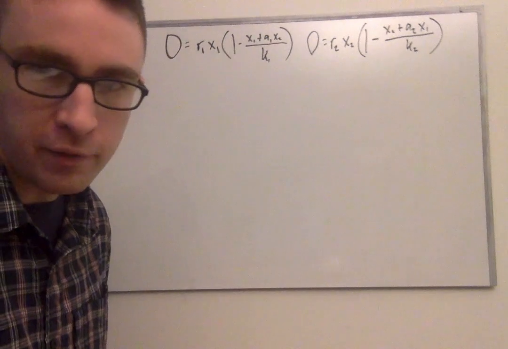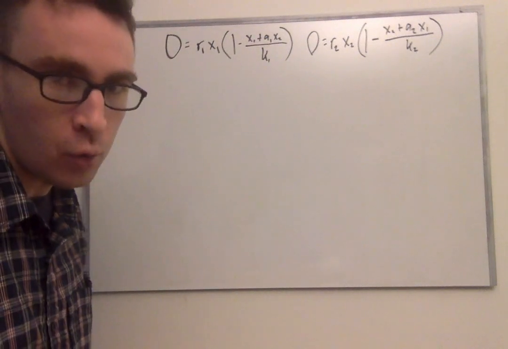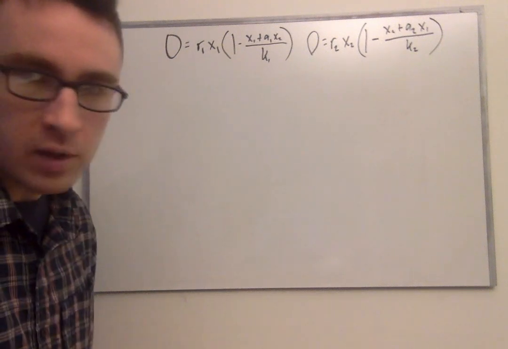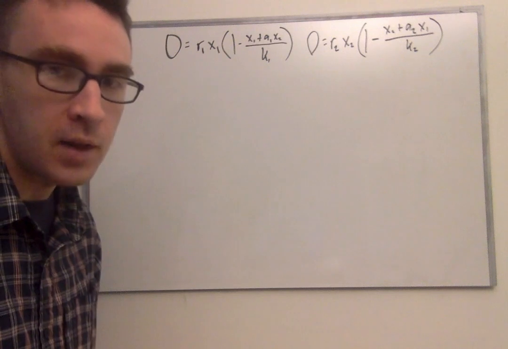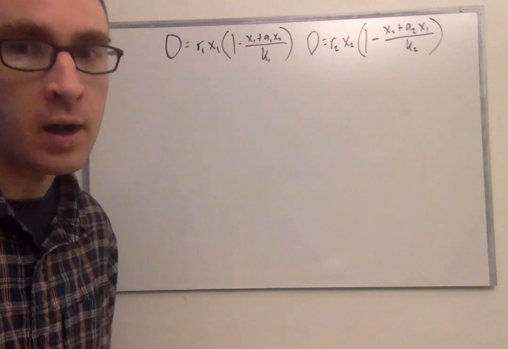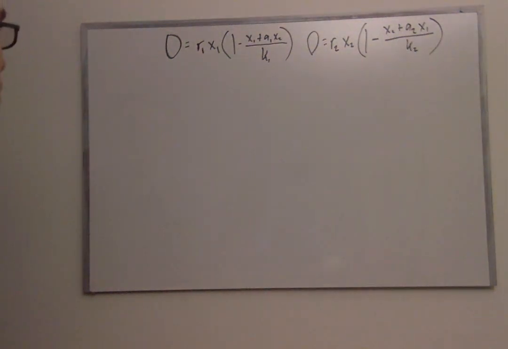There's going to be four steady states, four solutions total. Three of them we can pretty easily figure out, and then the fourth one we're going to have to actually do a bit of algebra to solve for. But okay, let's just get the easy ones out of the way.